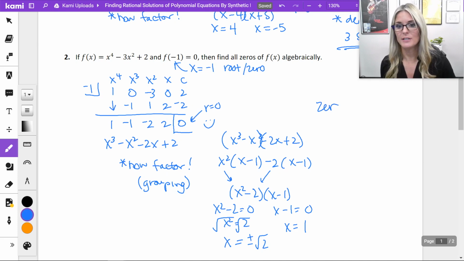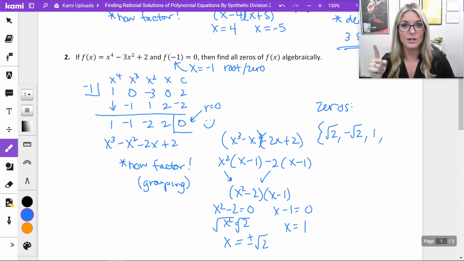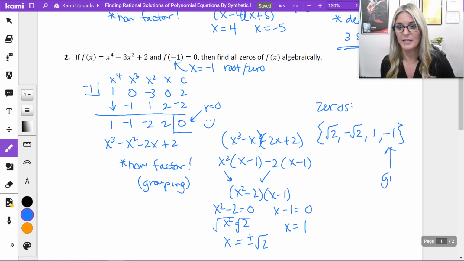So our solutions, those zeros, listing them out, we had a positive square root of 2, a negative square root of 2, positive 1, and don't forget the given value, negative 1. Again, noting here on the notes, that was given in the problem. What degree did we have of our polynomial? X to the 4th. A 4th degree polynomial should have 4 answers, and we do see that. Degree of 4, 4 solutions.